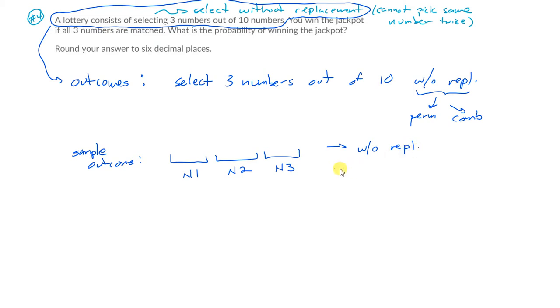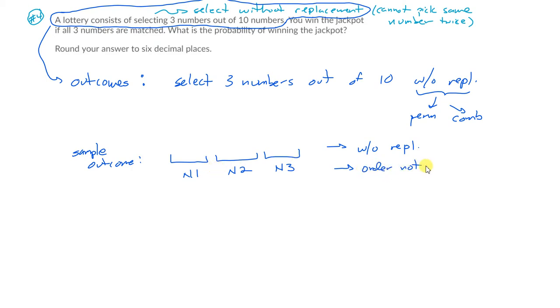And what about the order? Does it say that your first number has to match the lottery's first number, your second number has to match their second, and your third has to match their third? Or does it say that if your collection of numbers matches their collection of numbers, you win? I think that's what they mean. If your collection of numbers matches their collection of numbers, you win. That means the order is not important. It doesn't matter which number you pick first, second, or third. It just matters what numbers you pick. So we're going to assume the order does not matter.